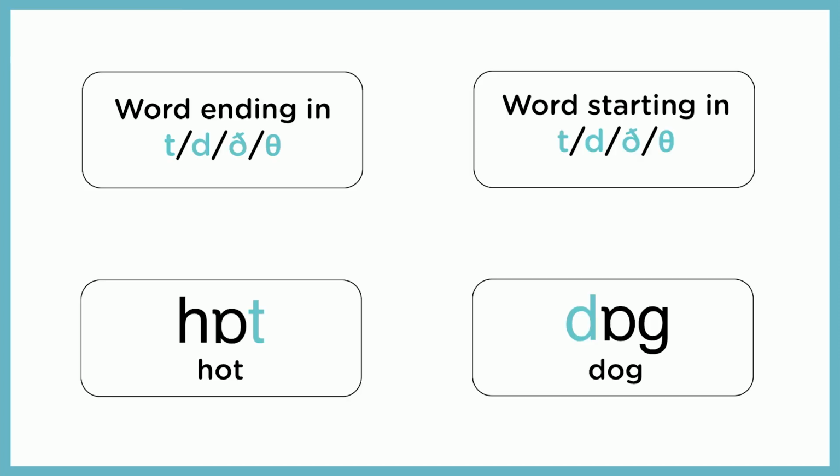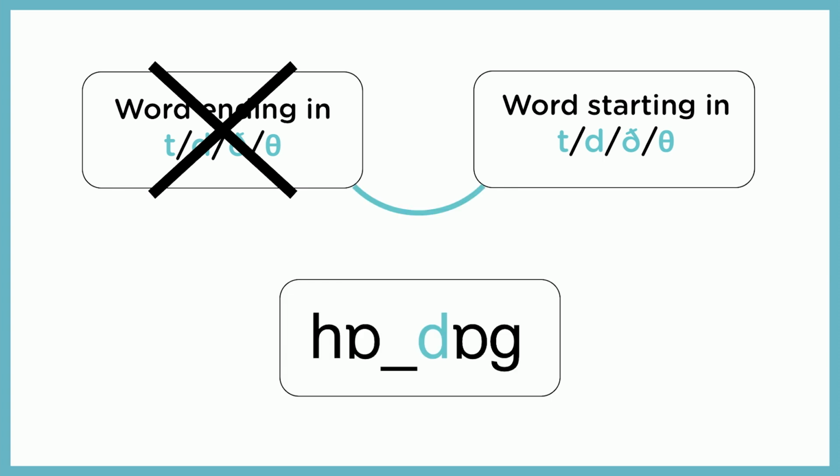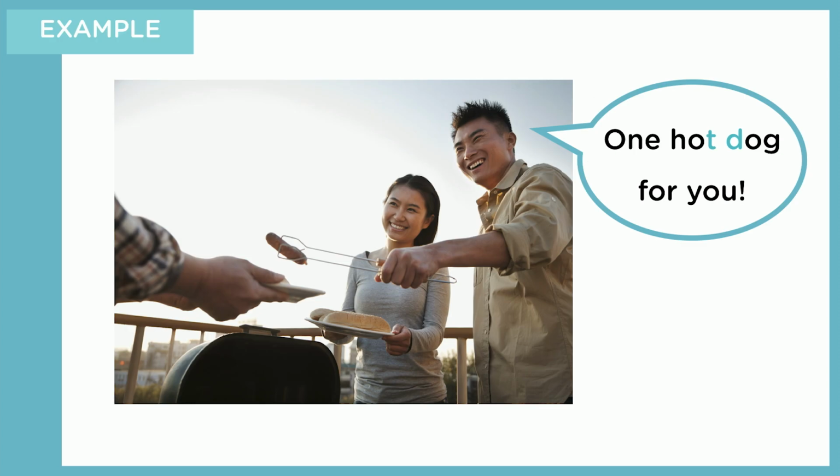Now here's the next combining rule. When you have a word ending in either t, d, the, or th, and the next word starts with any one of those same four sounds, for example, hot dog, what we do is we delete the first sound, the sound that is at the end of the first word, and then we join them. Perfect. Hot dog. For example, you might be at a barbecue, one hot dog for you. Not a hot dog, because that would be weird. And not a hot og either.